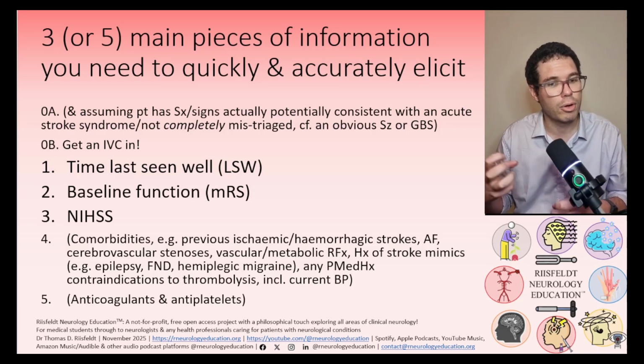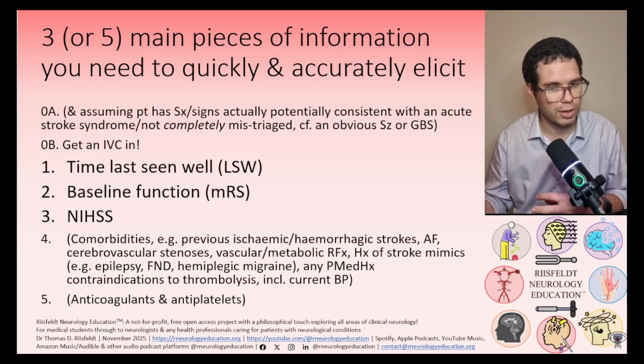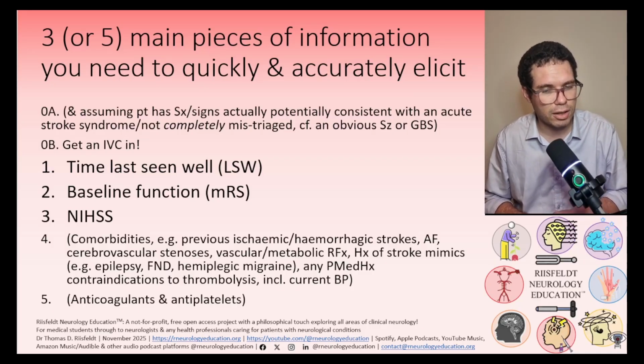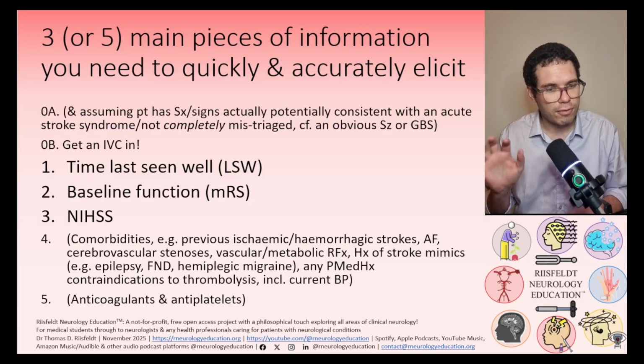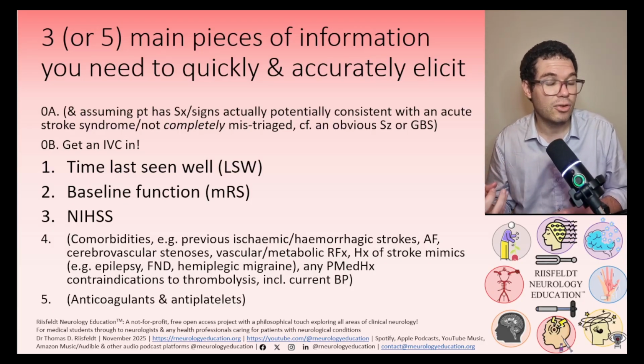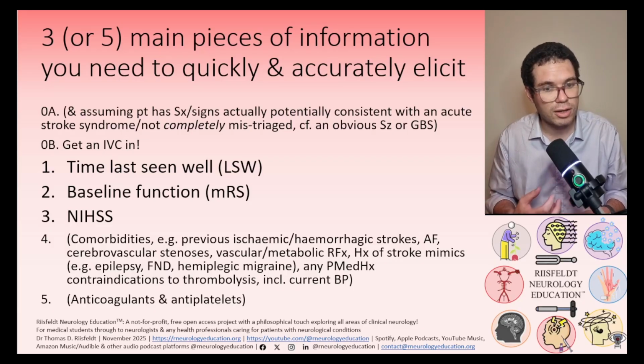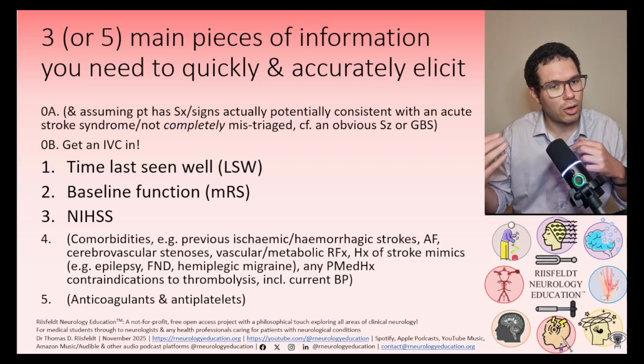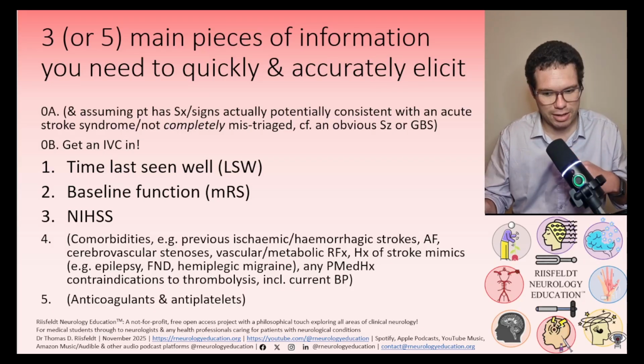And we'll also throw in what is the patient's current blood pressure in this category, because that's very important in terms of eligibility for thrombolysis. And then the 5th point is what medications is the patient on, but specifically, are they on anticoagulations and antiplatelets, and what are the details there? So what I propose we do for the remainder of this video is go through these steps in detail.